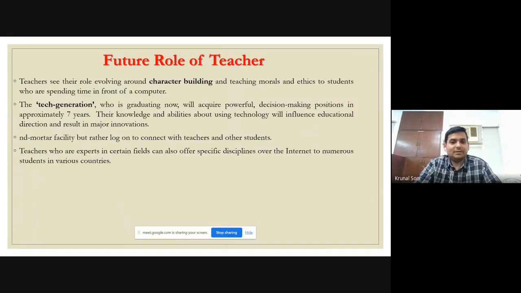So, future role of a teacher. If I need to define the future role of the teachers by considering the use of ICT and understanding the importance of ICT tools for the modern generation and development of the students. Teachers see their role evolving around character building and teaching morals and ethics to students who are spending time in front of computers. So computers will teach them all the things, right? But on the same side, we need to understand the moral character, the moral and ethical things that we need to teach to the students during the examination or classroom.